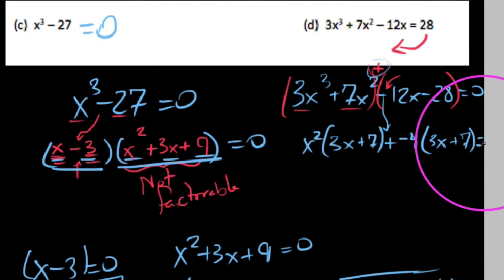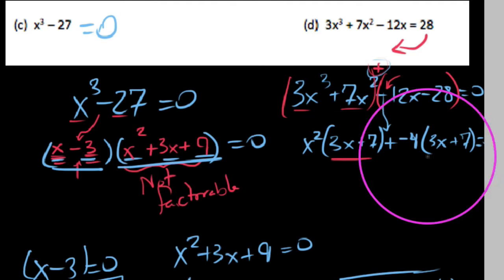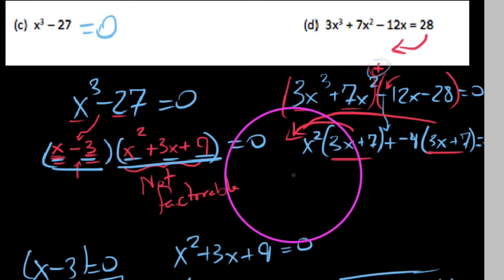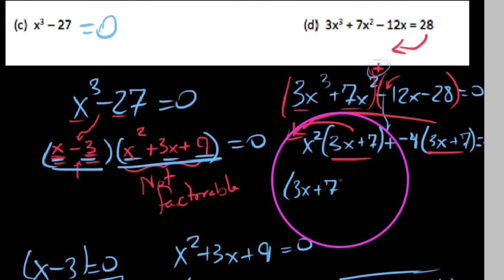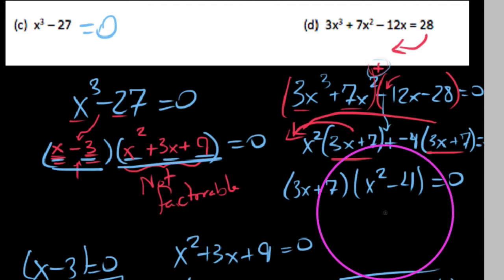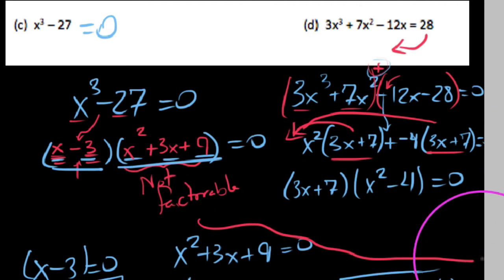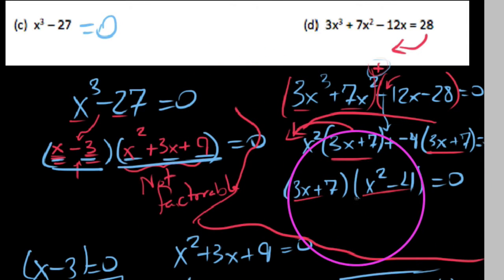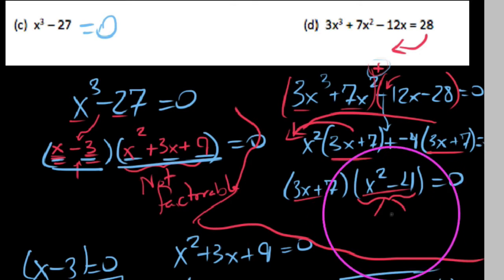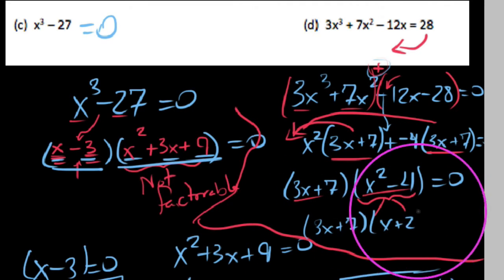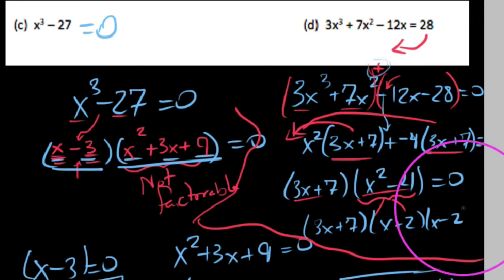This is good. It equals 0 because these now both have a 3x plus 7 in common. So we take the 3x plus 7 out front, and we get 3x plus 7 times x squared minus 4, and this all equals 0. Now it is factored, well, not completely factored, and we could set each individual factor equal to 0, but this right here is a difference of 2 squares. So we say 3x plus 7 times x plus 2 times x minus 2 equals 0. And then we can set each of these equal to 0 and solve.